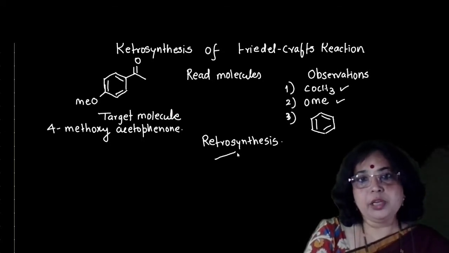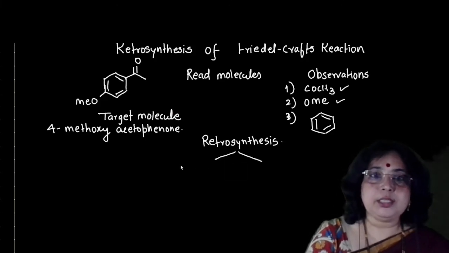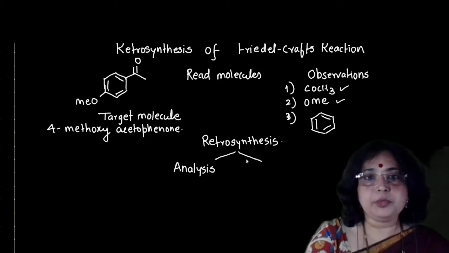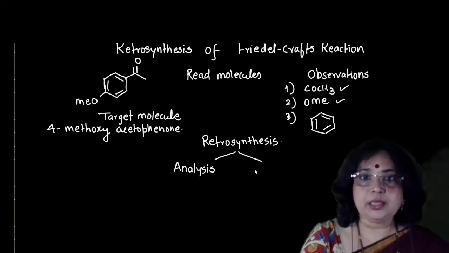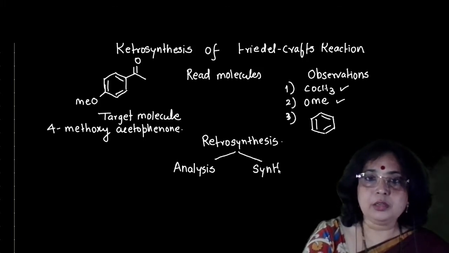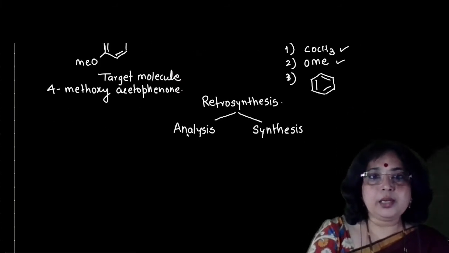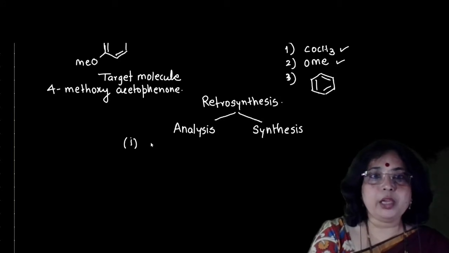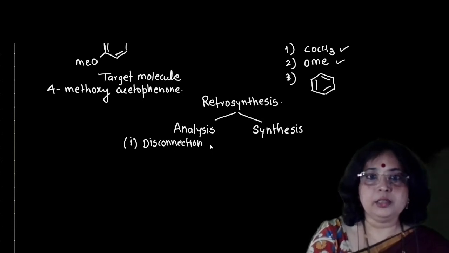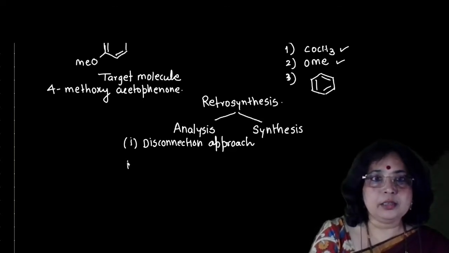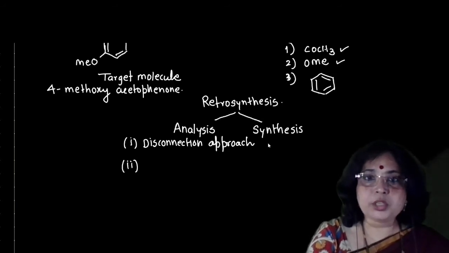Now dear students, as we know, whenever we have a retrosynthesis, we have to follow two steps, and these two steps are nothing but the analysis and the synthesis of the target molecule. Now in the analysis, again we have to carry out the disconnection approach, which is of course an imaginary thing. We have to imagine the fragments, and this is an imaginary approach.